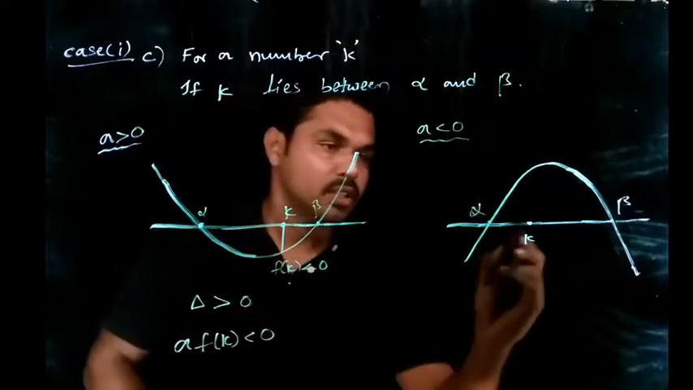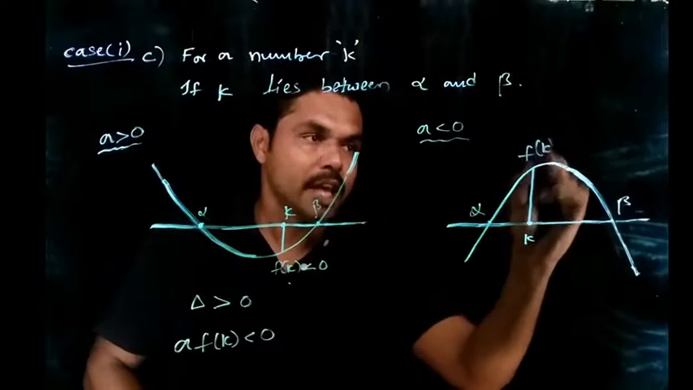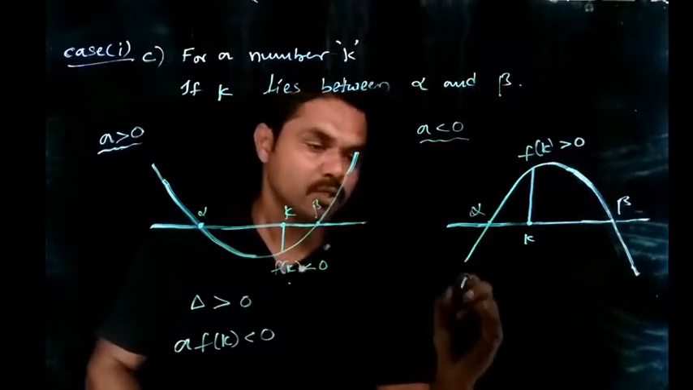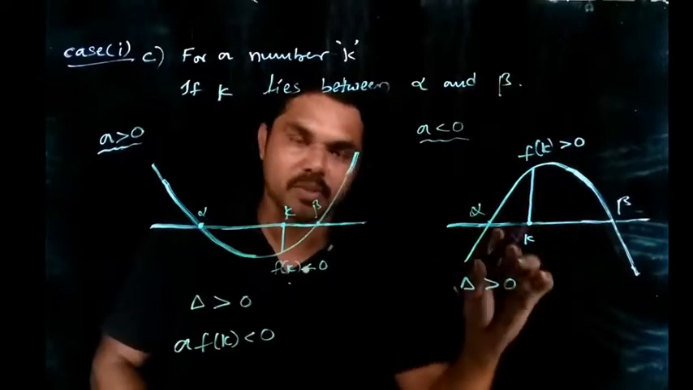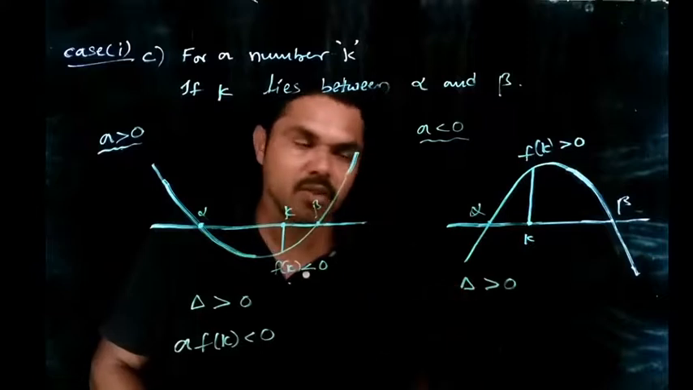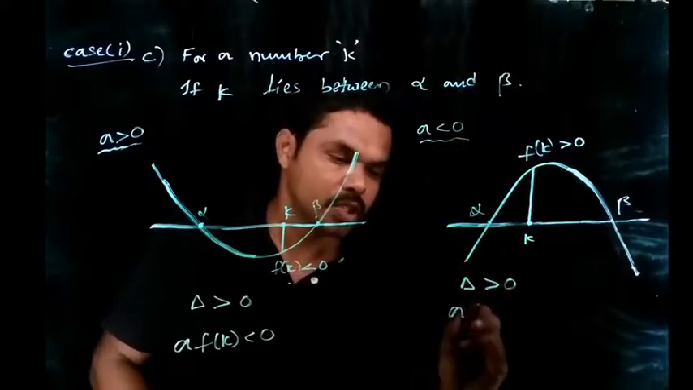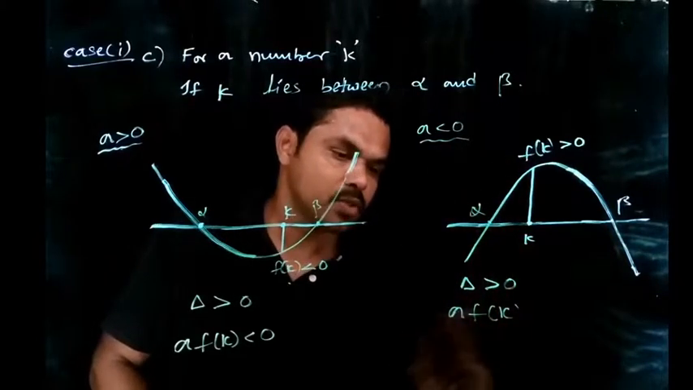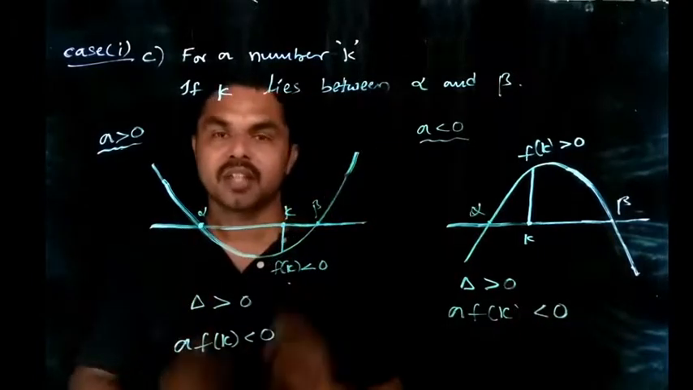Come here. This is the k. So you will get f of k here. This is above x-axis, so f of k is positive. Here also we have two different roots. Then only we can find k value in between alpha and beta. So delta is just greater than 0. And a into f of k: a is negative, f of k is positive. So negative into positive is again negative. So these two are the conditions in this point.